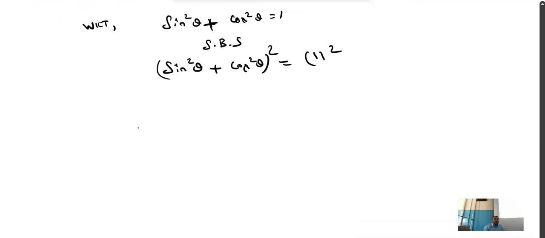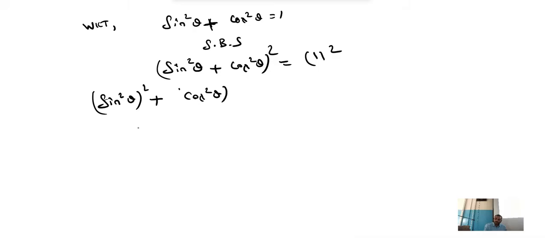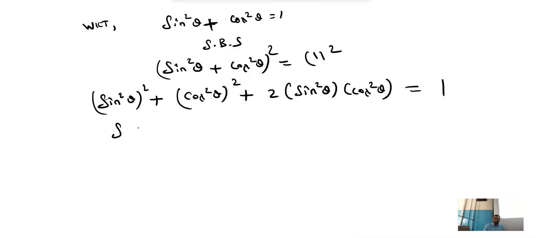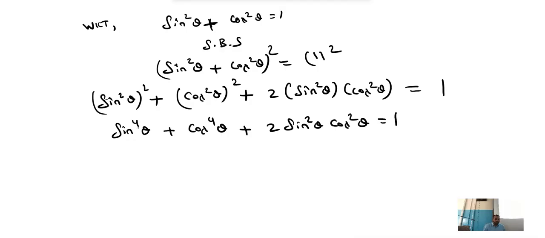Now it's in the form of (a plus b) whole square. Here a means sin square theta, b means cos square theta. So a plus b whole square is a square plus b square plus 2ab, equal to 1 square, which is 1. So this can be written as sin power 4 theta plus cos power 4 theta plus 2 sin square theta into cos square theta is equal to 1.